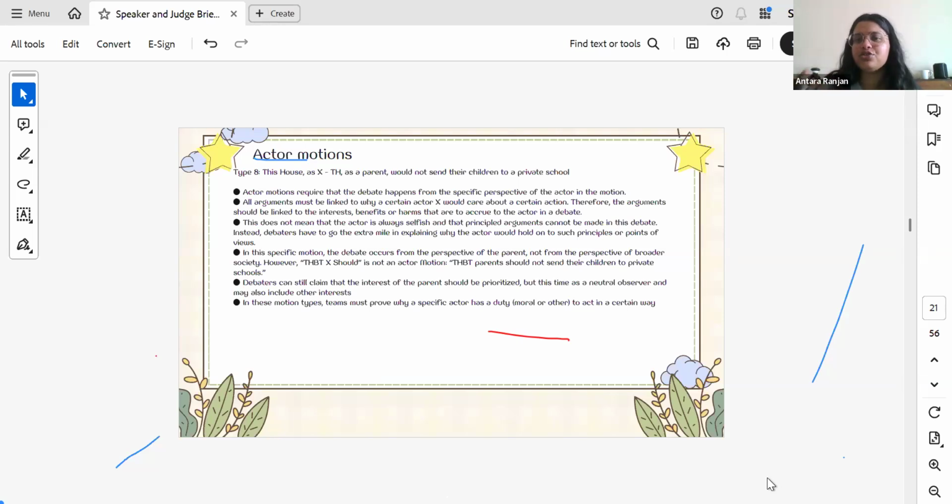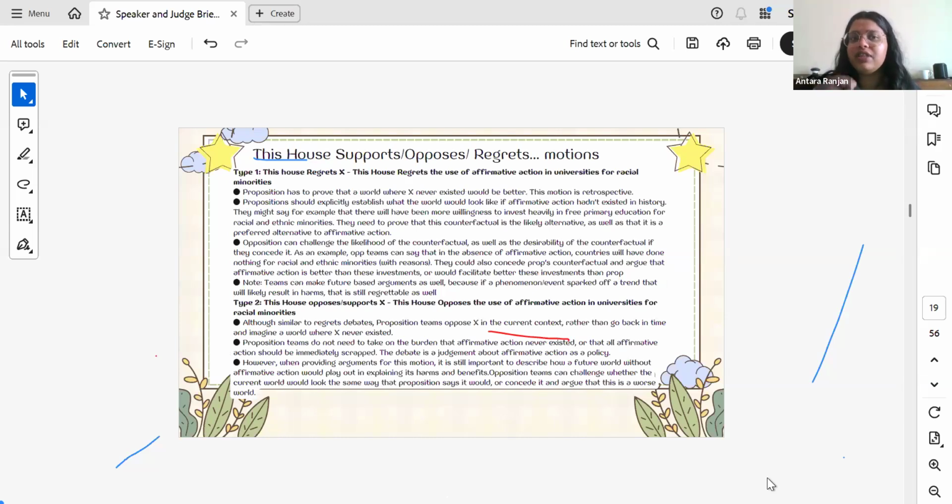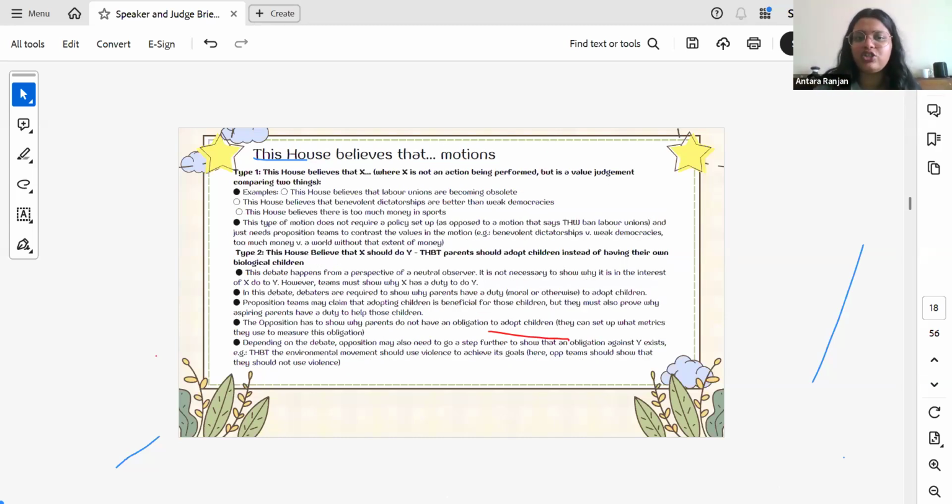Obviously, the largest group of motions: this house believes that smoking is bad. This house believes that alcohol should be illegal. These are, in general, pros and cons motions. They are analysis motions, and if you read them deep enough, they usually fit into a greater group of motions in general, right?